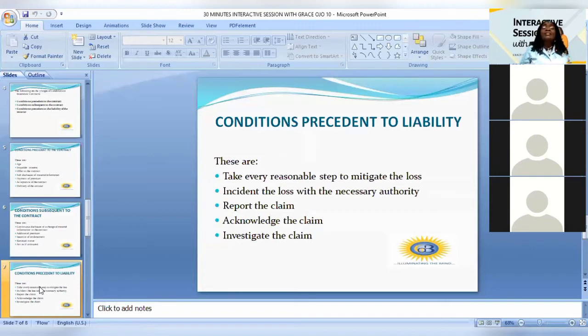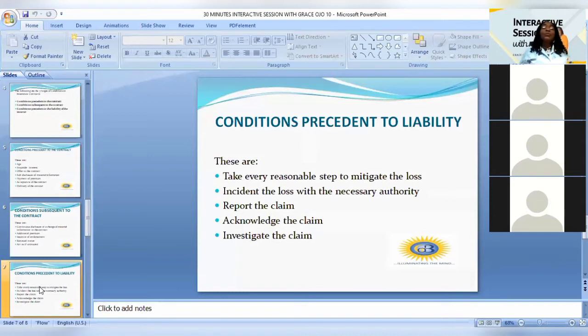And another thing, the insurer wants to know the proximate cause. You know, we discussed that. What was the cause of the loss? What was the operation of the peril that led to the loss, was it an insured peril? That is, was it the exact peril you insured against that led to the loss? So those are the things the insurer wants to know by the investigation.